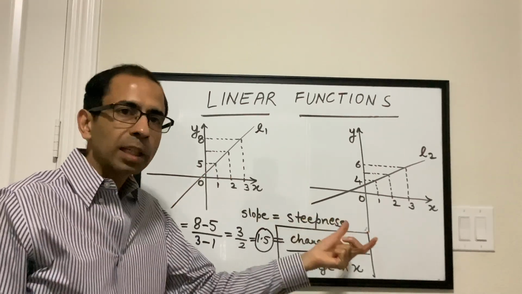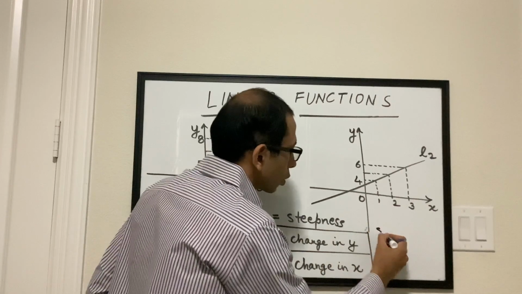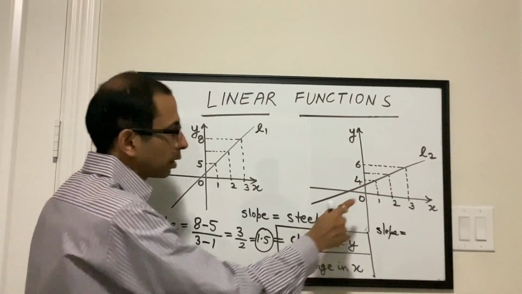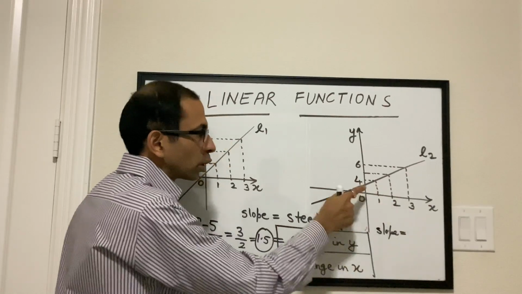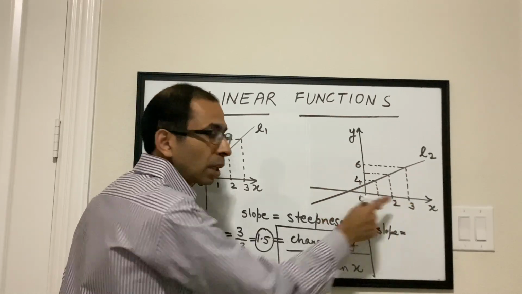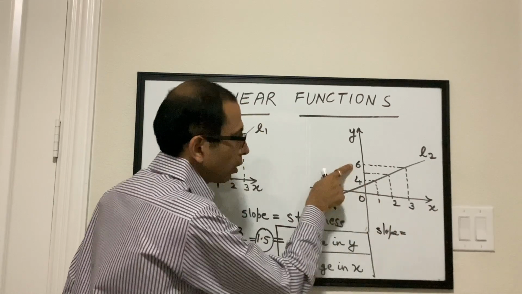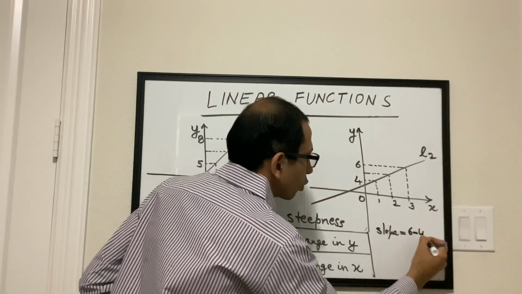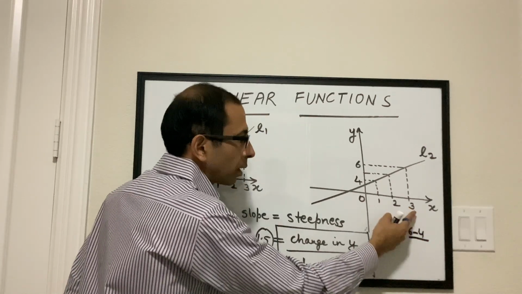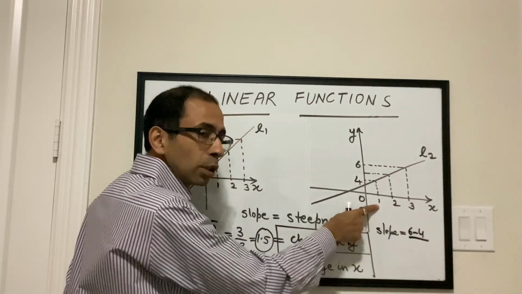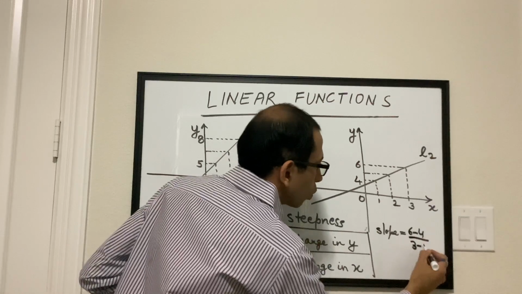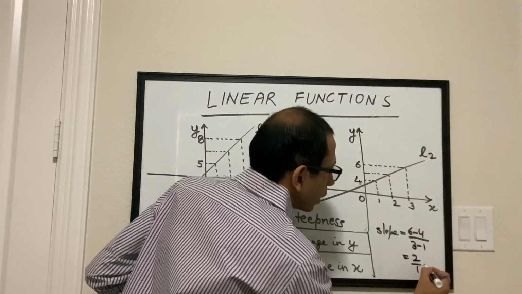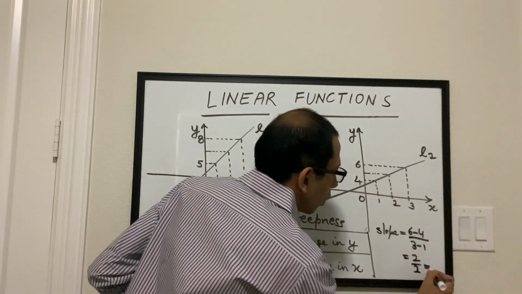Let's do the same exercise for line L2. So the slope here is going to be, again, we are going to take any 2 points. In this case, we'll take these 2 points, 1 and 3, because we have the y values for those corresponding points. So the final value of y minus the initial value of y, which is 6 minus 4, divided by the final value of x minus the initial value of x, 3 minus 1, which equals 2 over 2, which is equal to 1.